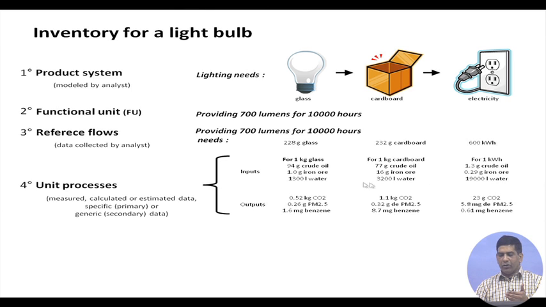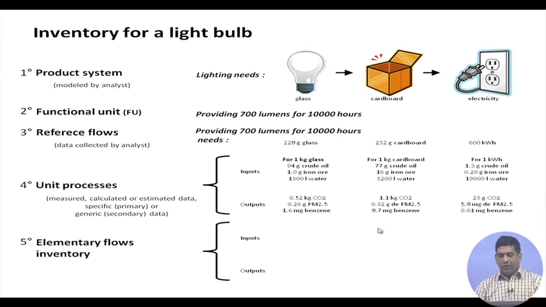Remember, we talked about the water, like too much water is being used, and emissions in terms of carbon dioxide, particulate matter, as well as the benzene. So again, this is not a complete list. This is just an example list for us to work with. And for the complete list, as we do in a real exercise, you will be using a database. And from the database, you can actually pull in, for 1 kg of glass, what are the inputs required and what are the emissions coming out.